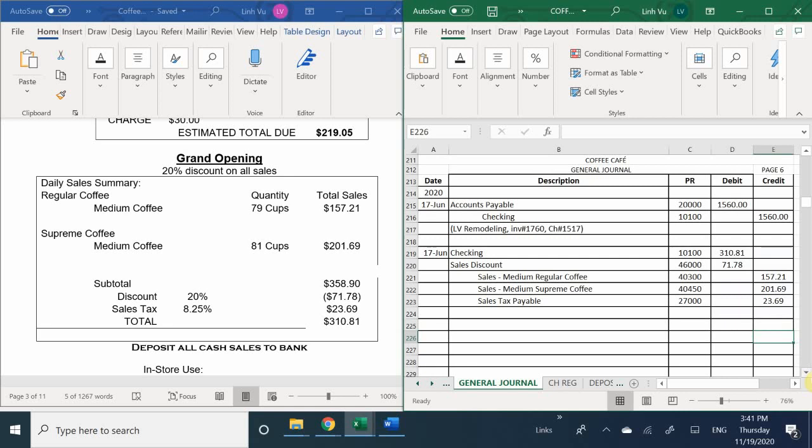Okay, so both columns equal 382.59. Good. All right. Good job. That's good.